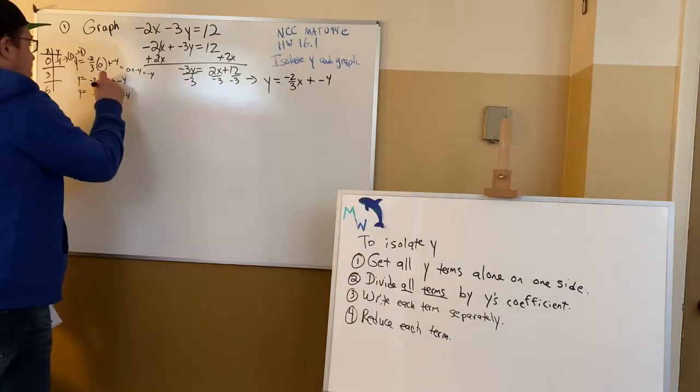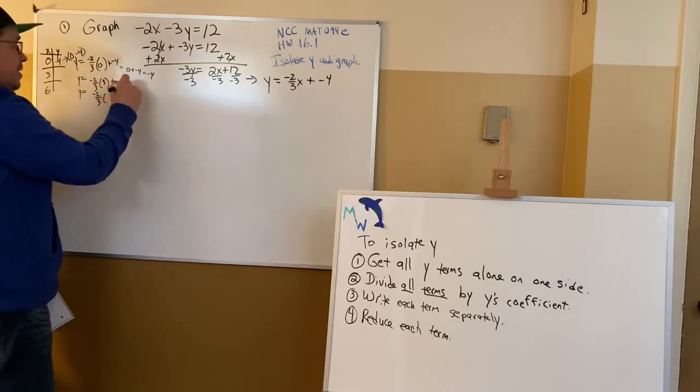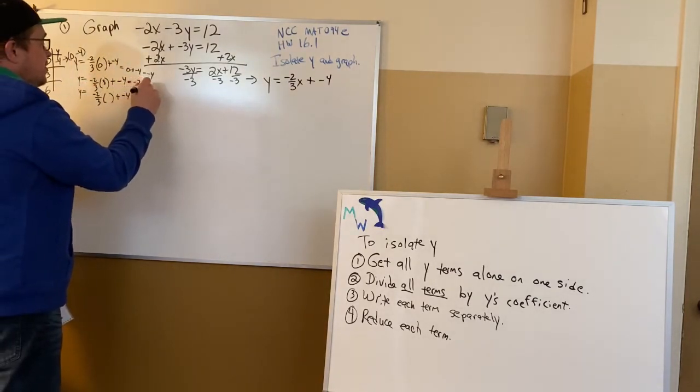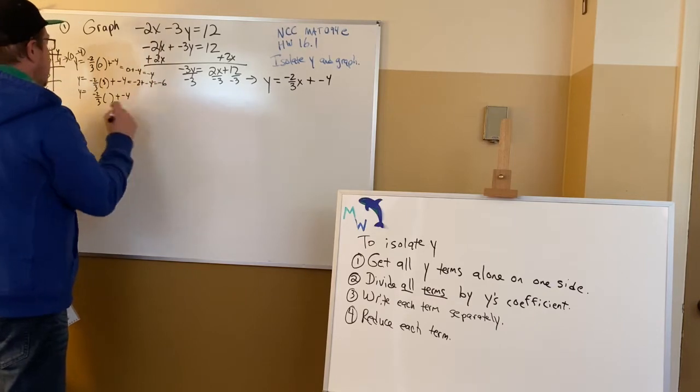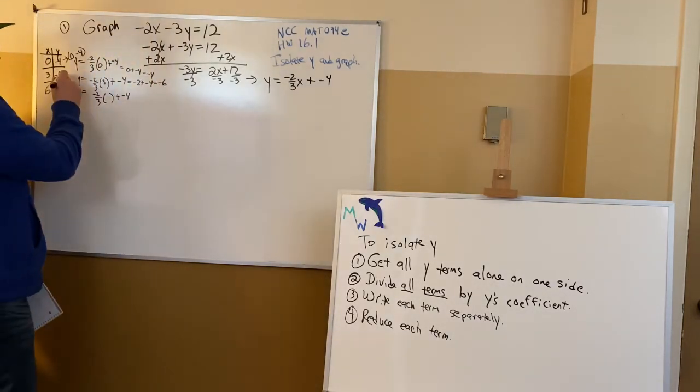Now I'm going to put my 3 in here. Negative 2 times 3, negative 6, divide by 3. Negative 2 plus another negative 4 is going to get me negative 6. So there we have negative 3, negative 6. Sorry, positive 3, negative 6.